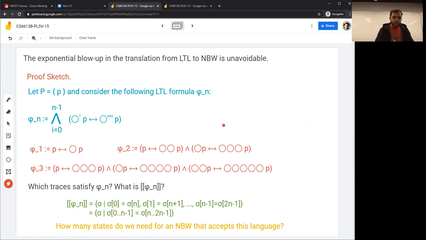Why? Because it basically needs some sort of memory, right? It has to memorize what happened in the first n steps so that it can check that in the next n steps, the same thing is happening. So it has to be able to distinguish between any 2 different prefixes of length n. So any 2 different prefixes of length n should lead our non-deterministic Büchi automaton to different states. Okay, so I will need at least 2 to the power of n different states in my non-deterministic Büchi automaton.